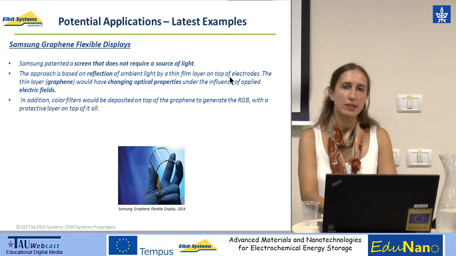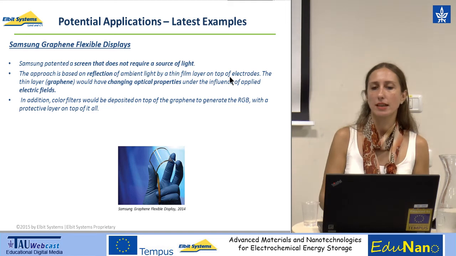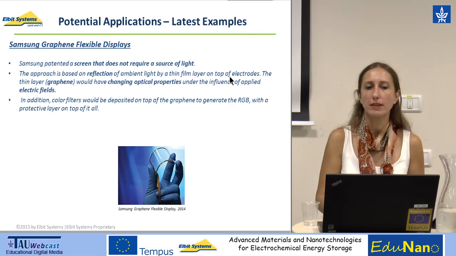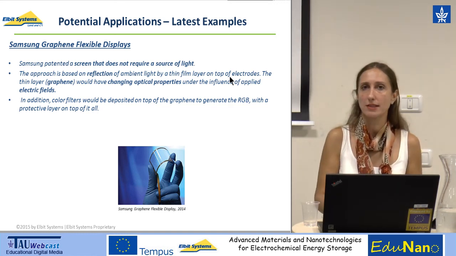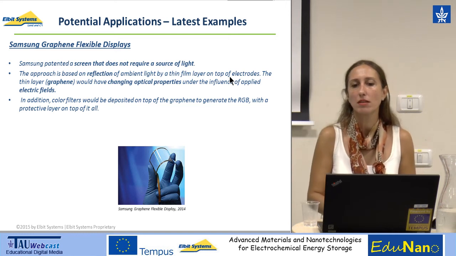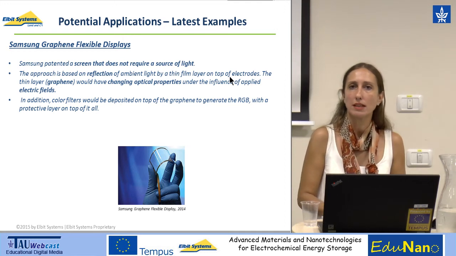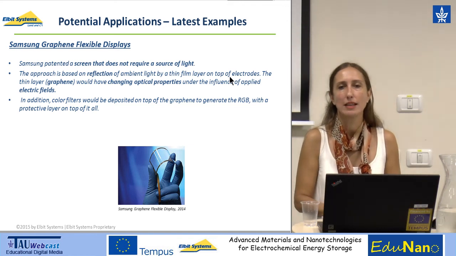The latest examples that I wanted to show here are taken from some giant companies, and one of these examples is the Samsung graphene flexible displays. Samsung actually patented a screen that does not require a source of light, and this actually is made of graphene. The approach is based on reflection of ambient light by a thin film layer on top of electrodes, and this thin layer actually is graphene, and it exhibits changing optical properties under the influence of an applied electric field.